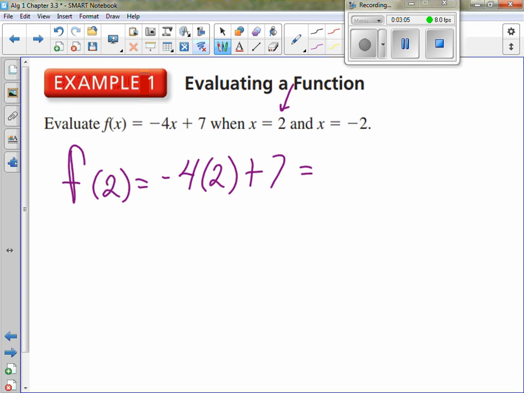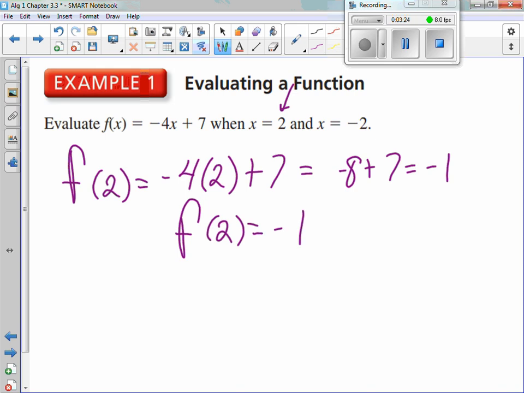At this point we can plug it into the calculator: negative 4 times 2 plus 7. And if we do this, we find the value is negative 1. So f of 2 is negative 1. When the value of x is 2, the y value is negative 1. When the input is 2, the output is negative 1. Any questions on this here?